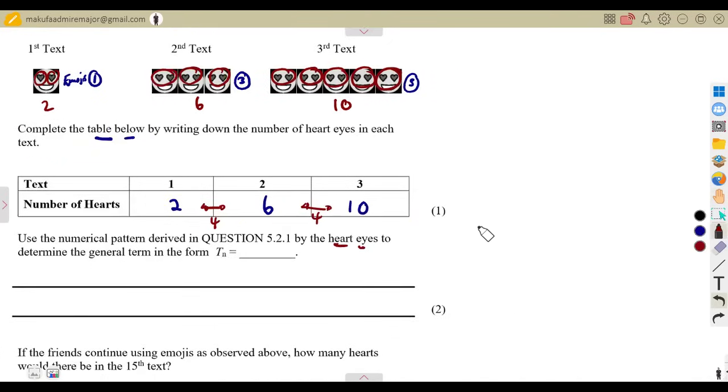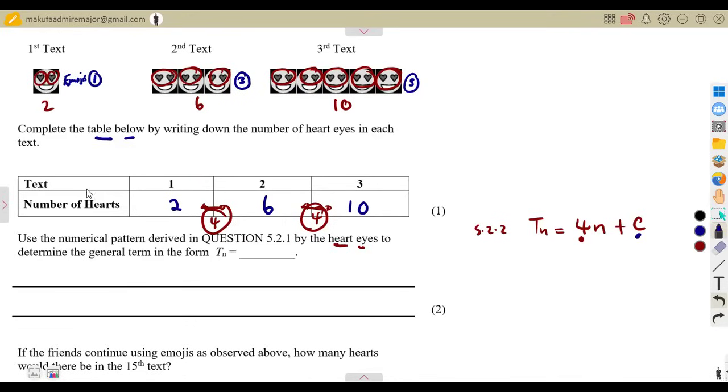So it's a linear pattern. It means Tn is equal to the difference that you are having. So it's going to be 4n plus c. This one, 4, is the common difference. Tn is 4n plus c. So you need to find this c. To find the c, you can substitute in any way.